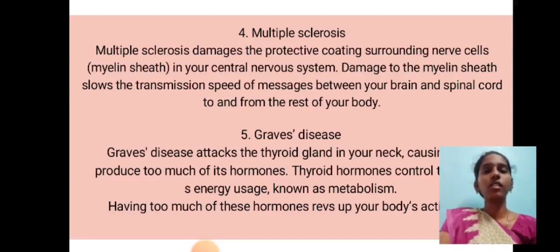Then Graves' disease. Graves' disease attacks the thyroid gland in our neck and produces too much thyroid hormone. Too much thyroid hormone attacks our body. This overproduction of thyroid hormone causes disease in our body. Thyroid hormone controls the energy usage known as metabolism.